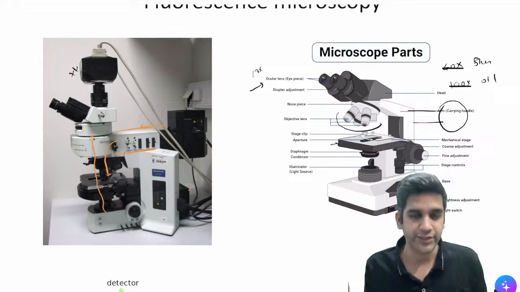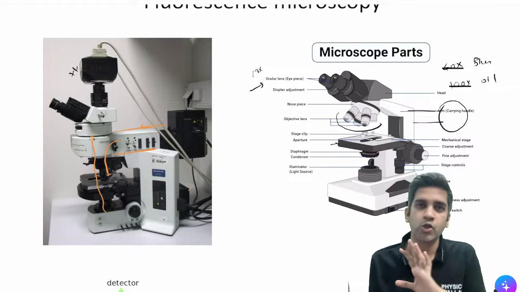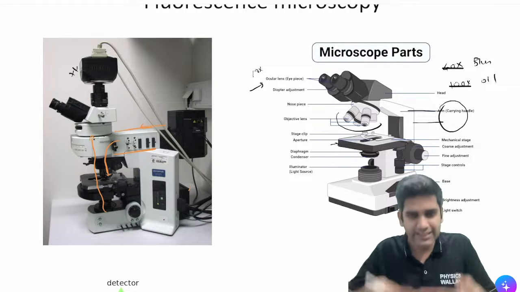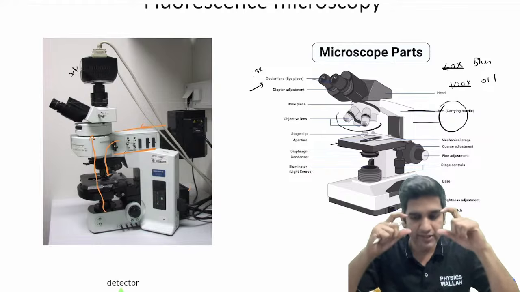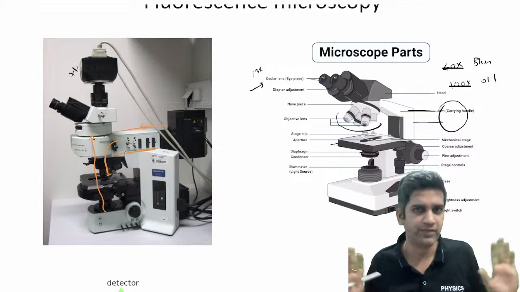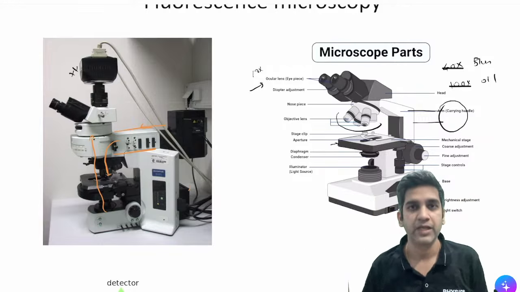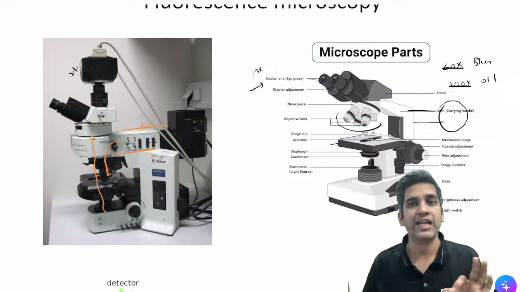So why do I need this? And what is the difference here? Normal light microscopy is simple. Light comes, hits the objective, the slide, whatever it is, the objective magnifies, the eyepiece magnifies, and I look at them. That's all. Clear? Very simple. In fluorescent microscopy, the mechanism is different.